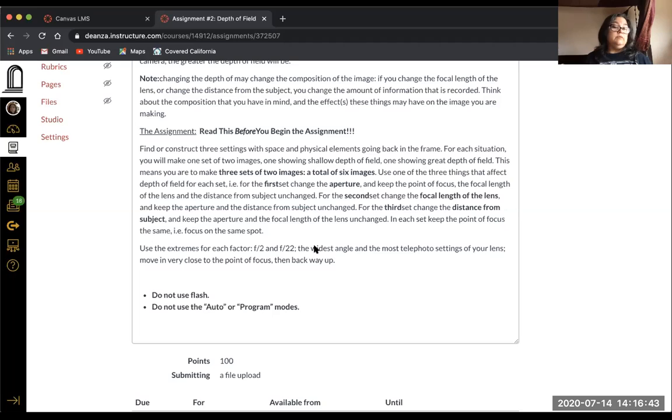Use the extremes for each of these factors. So F2 and F22, the widest angle portion of the lens and the most telephoto. Move in very close to your subject and then back way up. Okay. Do not use the flash. Do not use the auto or program modes. Use the aperture priority mode.